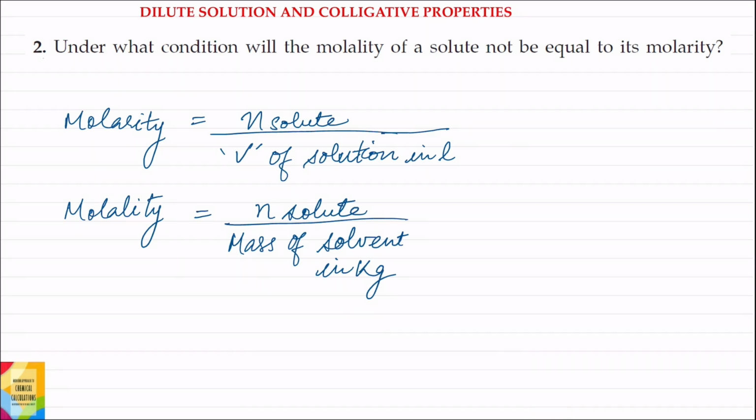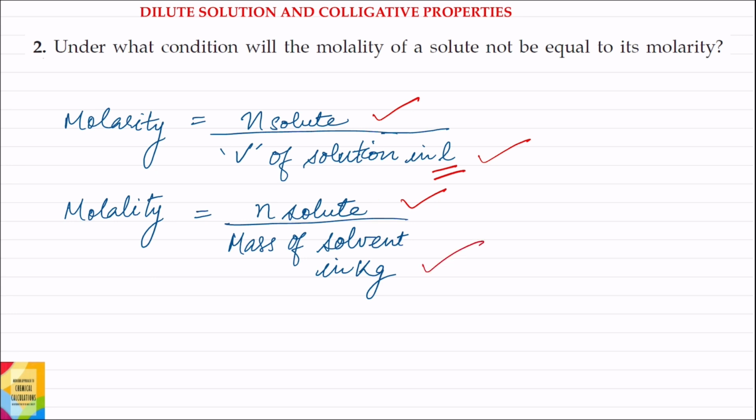Question 2. Under what condition will the molality of a solute not be equal to its molarity? Now formula for molarity is moles of solute divided by volume of solution in liters, and molality is equal to moles of solute divided by mass of solvent in kg.